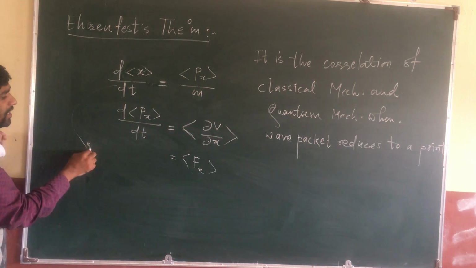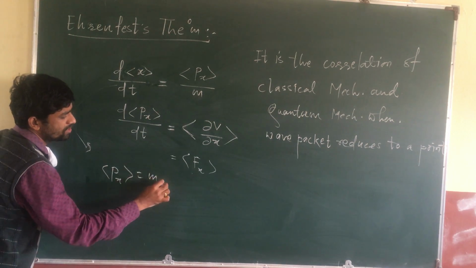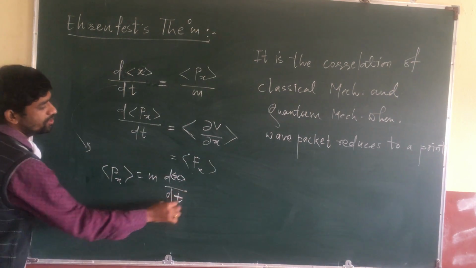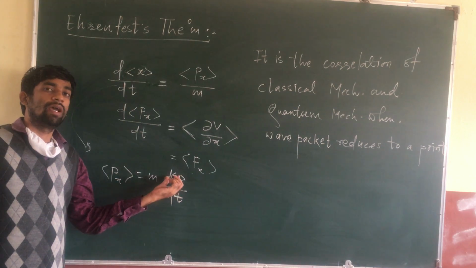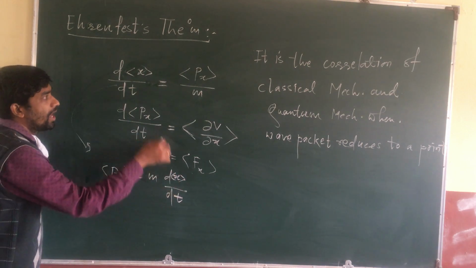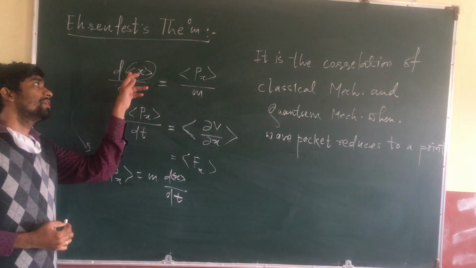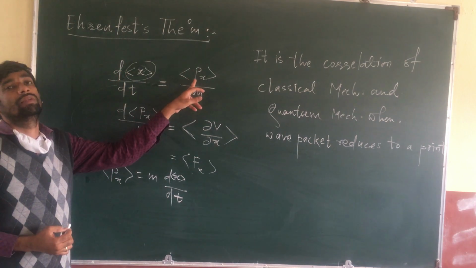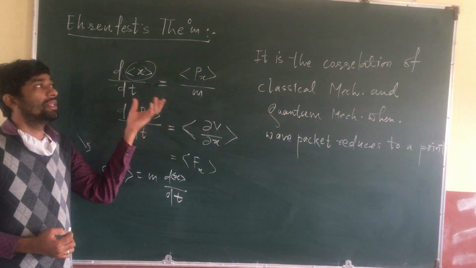That means this relation gives momentum equals mass into dx by dt. So this is your Newton's second law of motion. Momentum equals mass into velocity. So we have to find the average or expectation value of the position, then differentiate it with respect to time. This value should equal the expectation value of momentum divided by mass. That I have to find out.